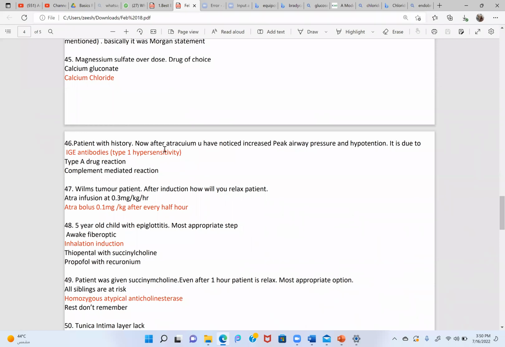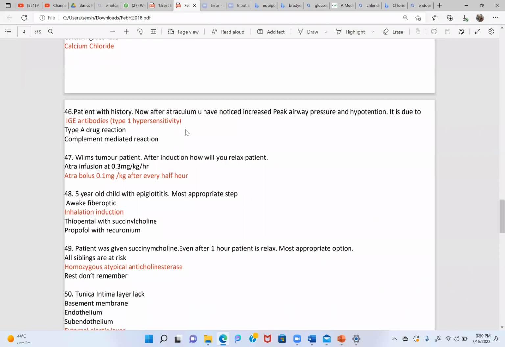Now in question number 46, again, I will tell you that atracurium does not usually cause hypersensitivity or anaphylaxis. So the answer is histamine, which will be the more appropriate answer. If it is not written, then of course you will write this. So which causes anaphylactic reaction? Yes.